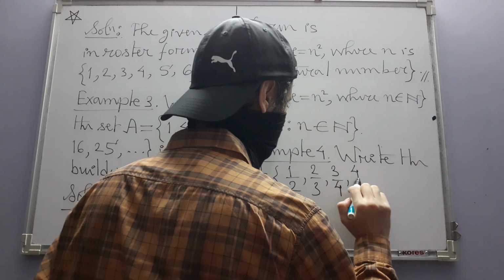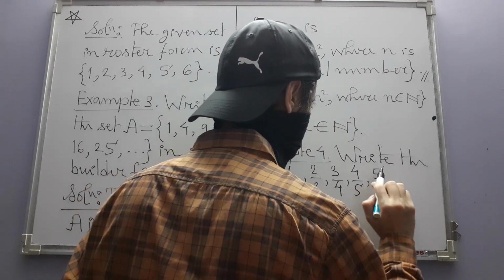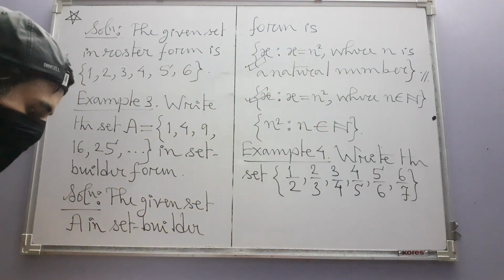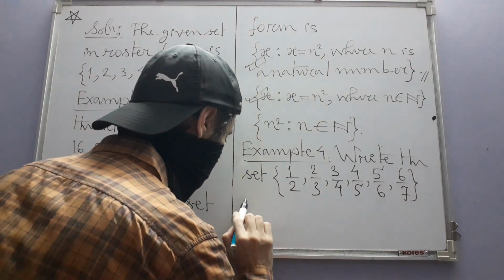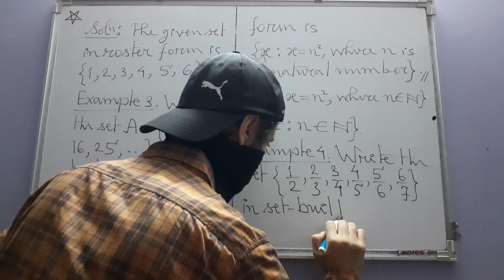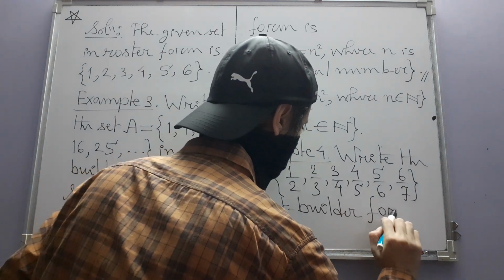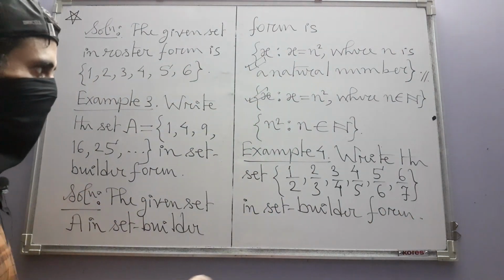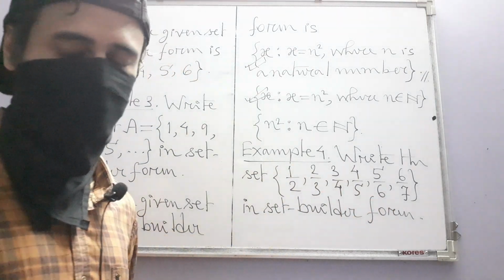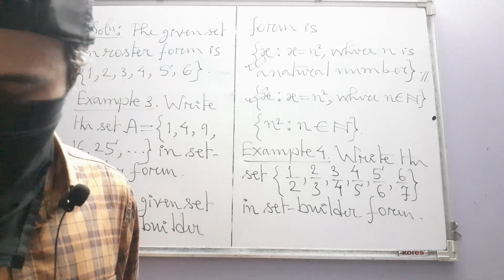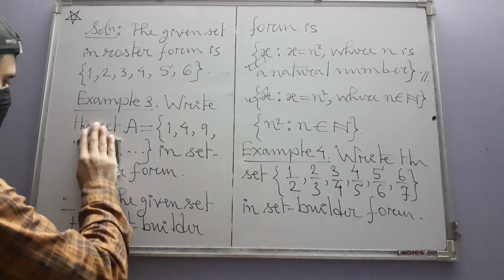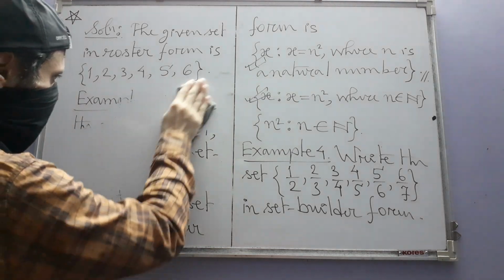Three over 4, 4 over 5, 5 over 6, and finally 6 over 7. This set in set builder form. Here also, unlike that one, this is a finite set, only finitely many elements, in fact 6 elements. But just like that previous one, here also the pattern is clear. We know in what pattern these numbers are appearing.